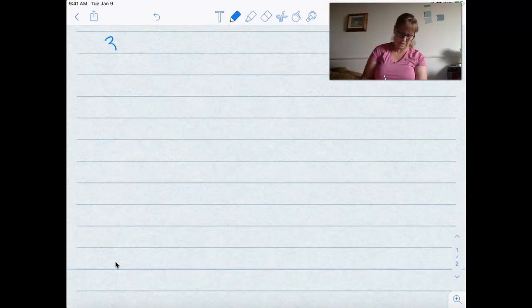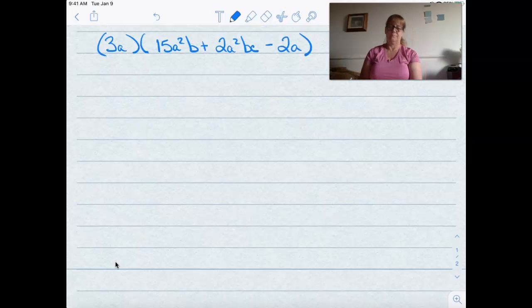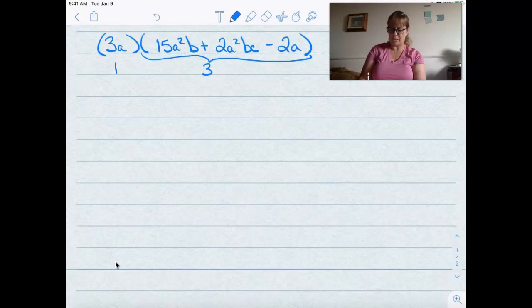We've got 3a times 15a squared b plus 2a squared bc minus 2a. Okay, what do we have? We have one monomial, and then if you look closely here, this is a trinomial, or 3. So this is a 1 by 3 multiplication.